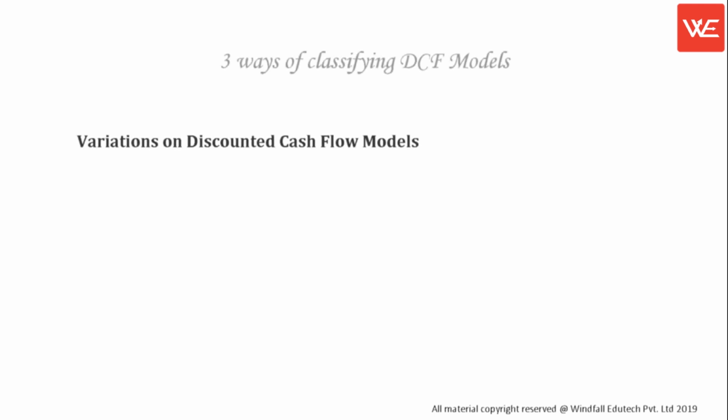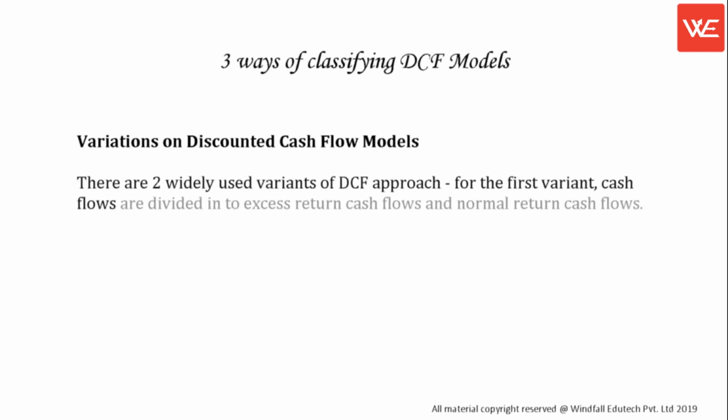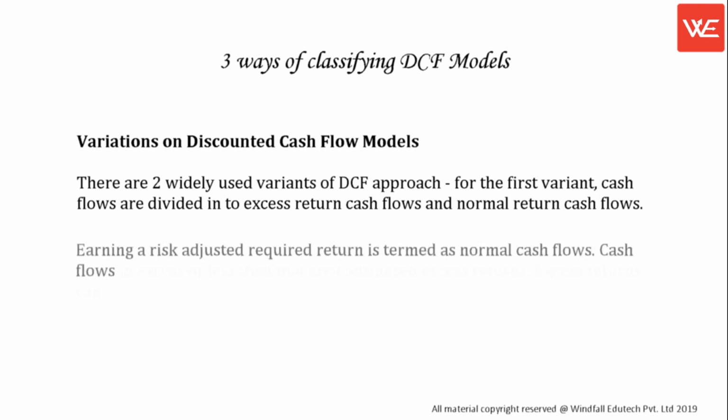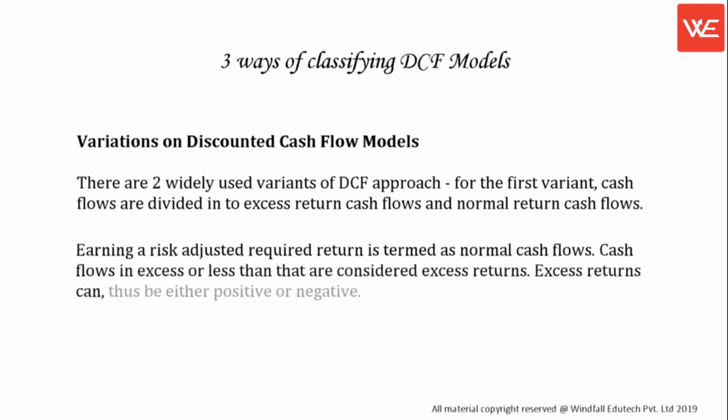Variations on discounted cash flow models. There are two widely used variants of the DCF approach. For the first variant, cash flows are divided into excess return cash flows and normal return. Earning a risk-adjusted required return is termed normal cash flows. Cash flows in excess or less than that are considered excess returns. Excess returns can, thus, be either positive or negative.